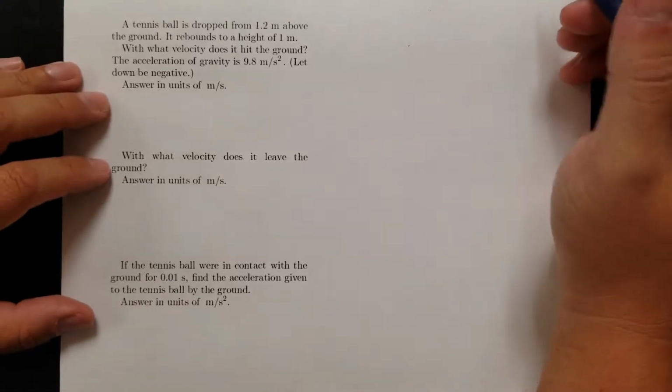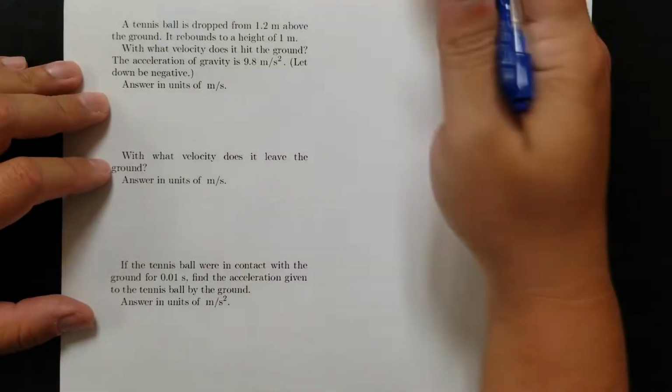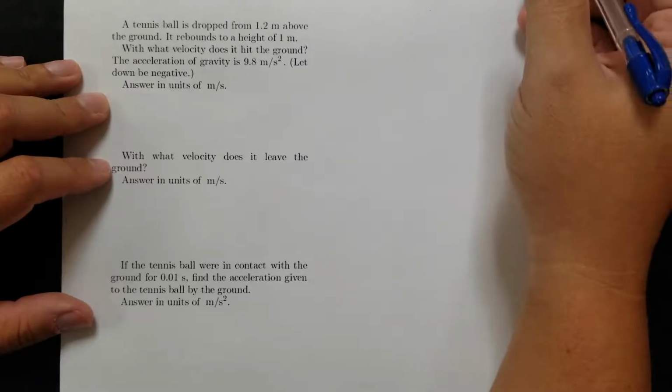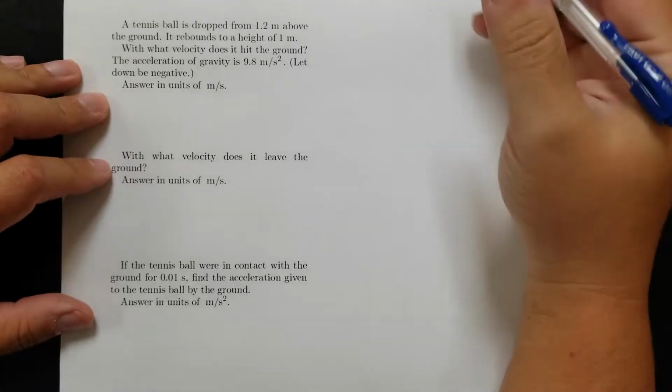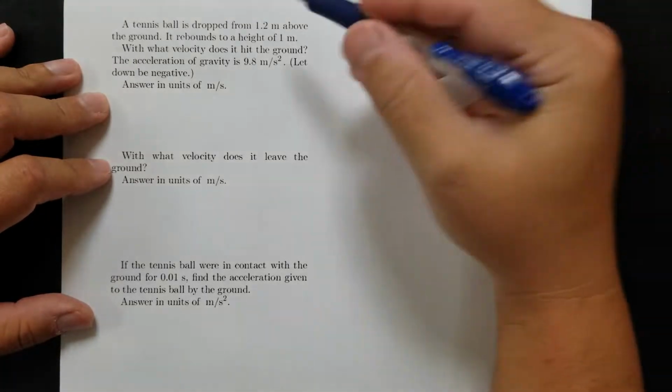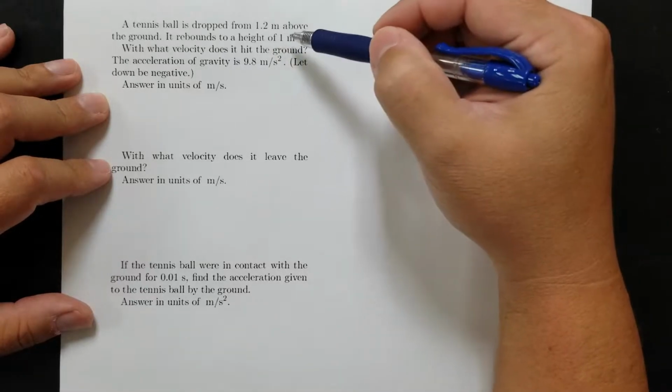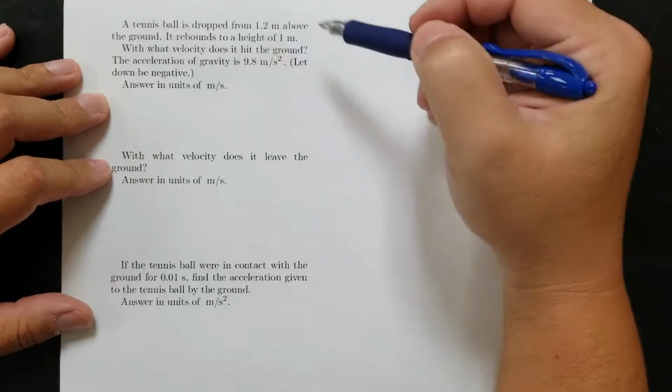Okay, this problem is 3 parts, but it's not that complicated. It's like the free fall stuff we were doing in class, right? It's just the first one involves 2 steps. So there's 2 parts to this problem. It says a tennis ball's dropped and then it rebounds to a different height. So mine is dropped from 1.2 meters.